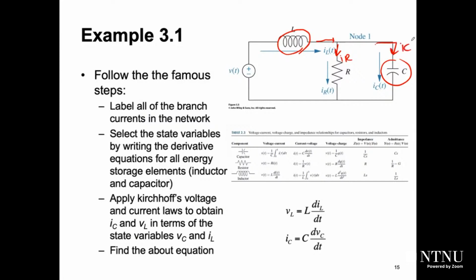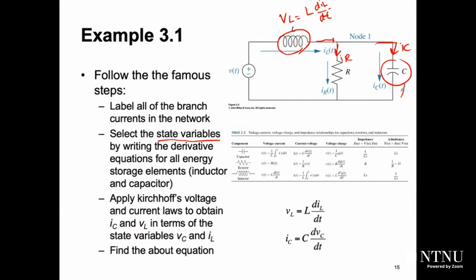So first, we need to label all branch currents in the network. And after that, we will select the state variables. To select the state variables, we need to select the energy storage elements in my network. So in fact, we have here VL, because it will be L dIL by dt, right? This is the first storage element where we can write differential equations.